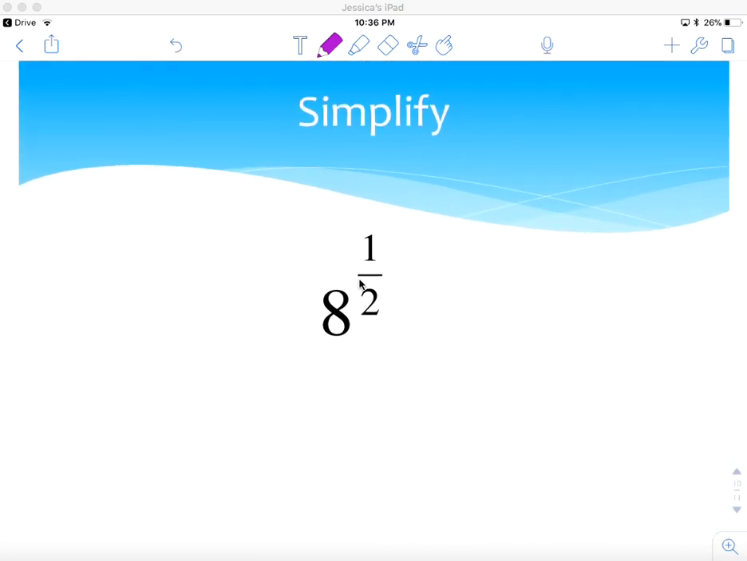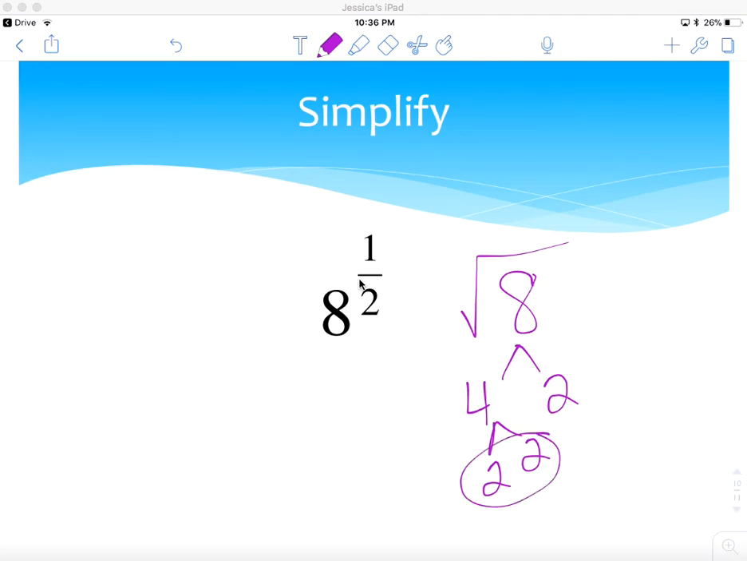For our last one, 8 to the 1/2 power is just the same thing as taking the square root of 8. If I break down 8, you can use 4 and 2, and the 4 breaks down to 2 and 2. So I have a pair of 2's with a 2 left over. The way you would write your final answer here is 2 square root 2.